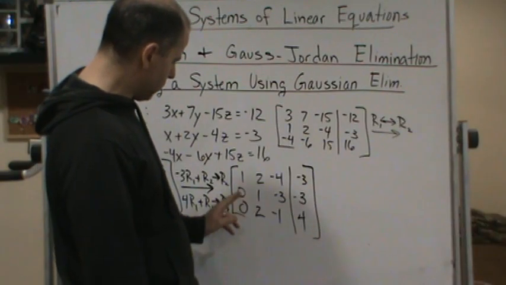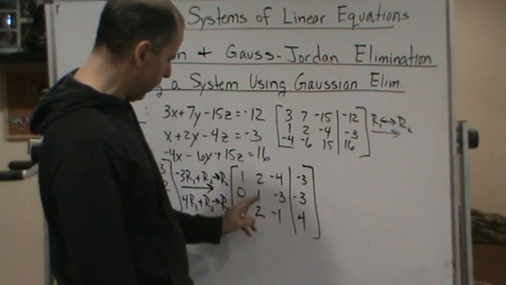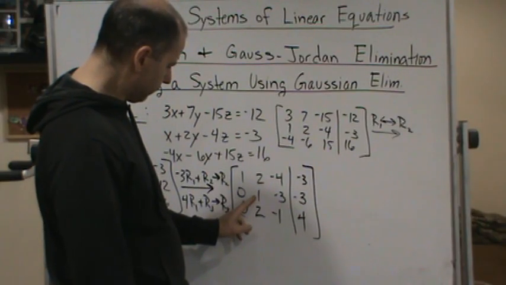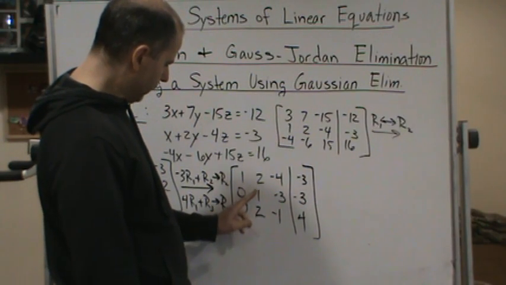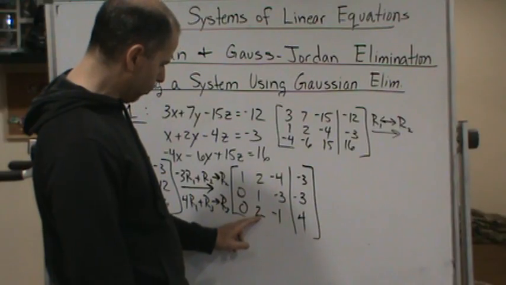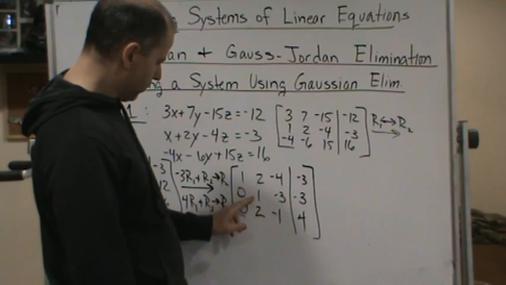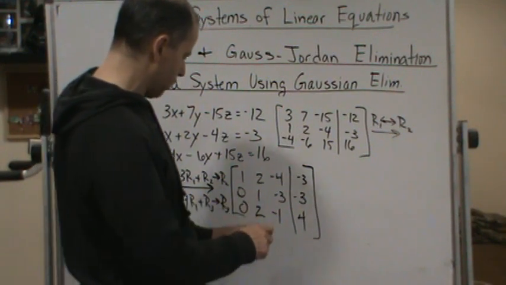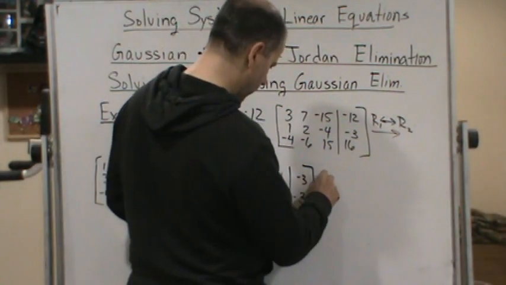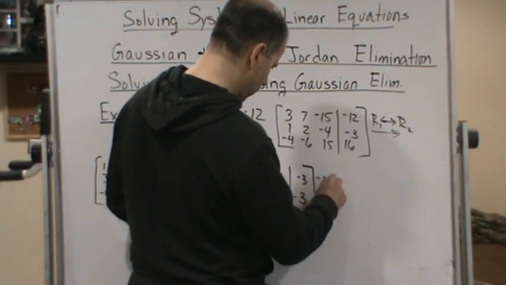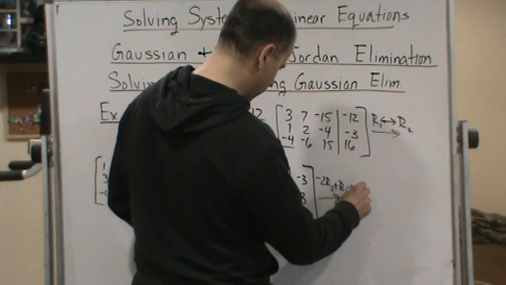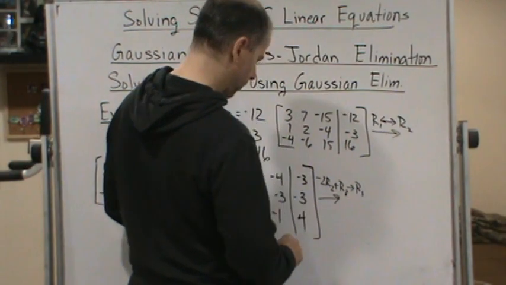So now we're going to go to the second row and look for the leading one. Notice the leading one is already here. So now we're just going to have to use the leading one, right? The leading one to get rid of the 2. So all we have to do is negative 2 times row 2 and add it to row 3. So we're going to take negative 2 times row 2 plus row 3, and we're going to replace row 3.